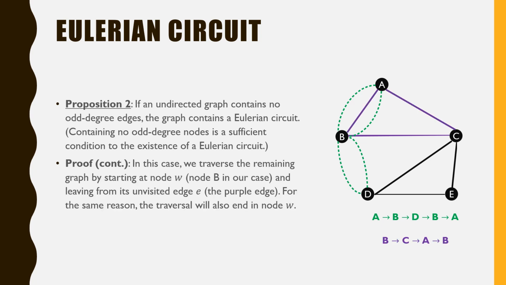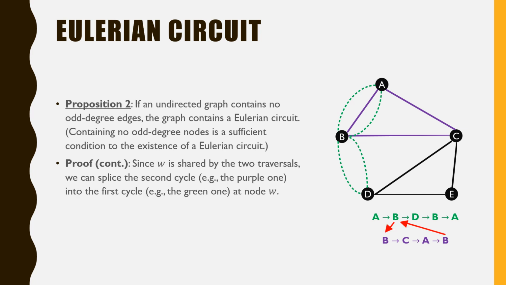Next, we continue our traversal on the remaining graph, starting from node W by following the unvisited edge E. In the example shown on the right, we leave node B using the purple edge BC. Since all nodes in the remaining graph still have even degrees, this new traversal must also form a cycle, eventually returning to node B. Let's say the second traversal corresponds to the purple cycle highlighted in the graph.